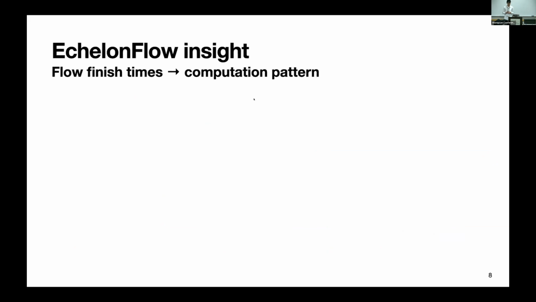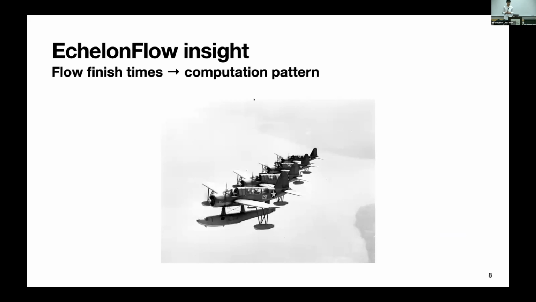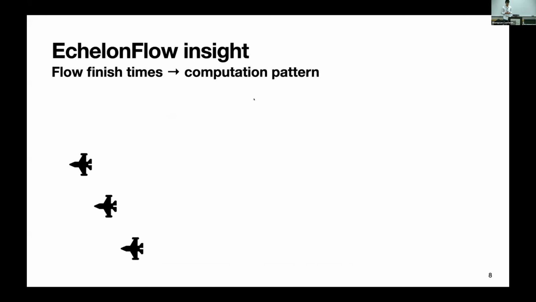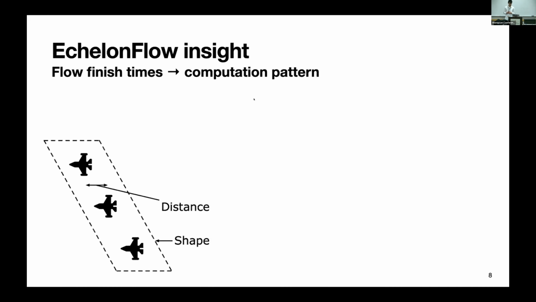The insight of our echelon flow abstraction is that the finish times of flows in distributed training should follow the computation patterns in distributed training, as communication is there to facilitate the upcoming computation. We find this nature similar to echelon, a military terminology that describes the formation of units like planes or troops. So an echelon formation is defined by the shape and distance between units.